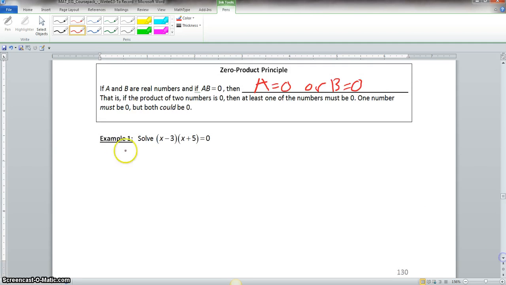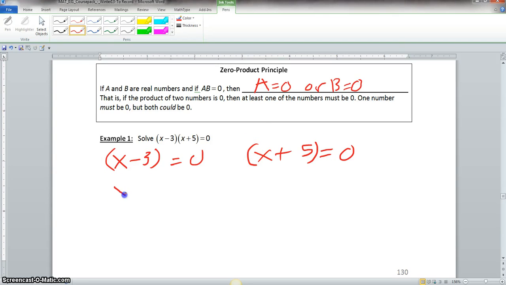Okay, now it says solve. Now, all this means is we need to make at least one of these parentheses equal 0 to make this whole equation equal 0. So what we would do is let's set both of these parentheses equal to 0. So first we will have x minus 3 equals 0. And then we will have x plus 5 equals 0.